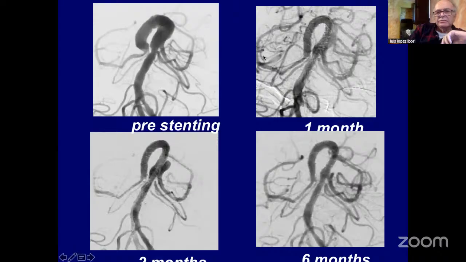Pre-stenting, 1 month later, 2 months later, 6 months later. Total reconstruction of the vessel. I am happy, I am credible.